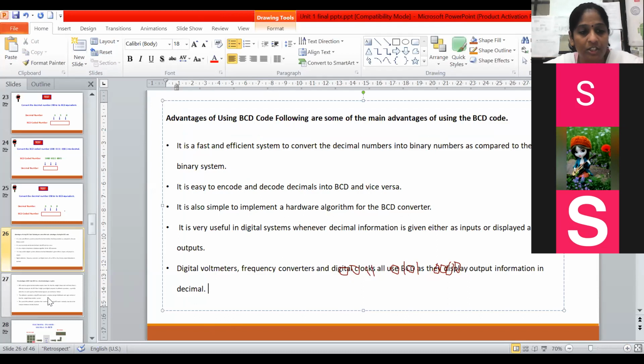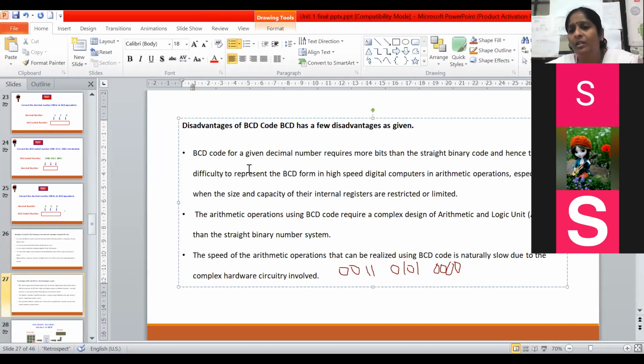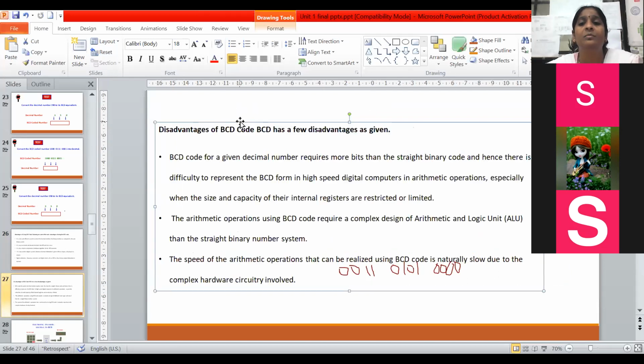मी तुम्हाला दाखवते ह्याच्यामध्ये मी काही animation add केले. I will show that animation also. These are the advantages. What about the disadvantages? We know any system we cannot say is a perfect system. कुठली system ही perfect नसते, so it is having some advantages and some disadvantages. So what is the disadvantage?